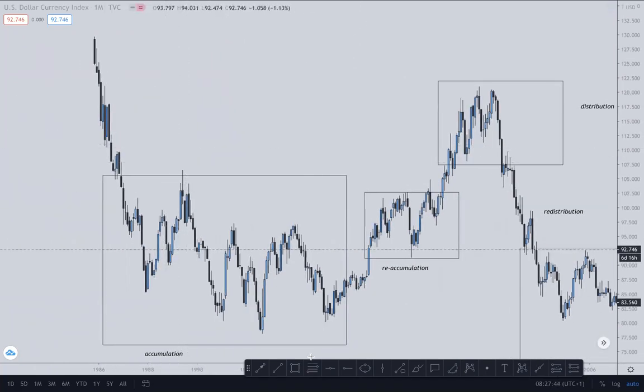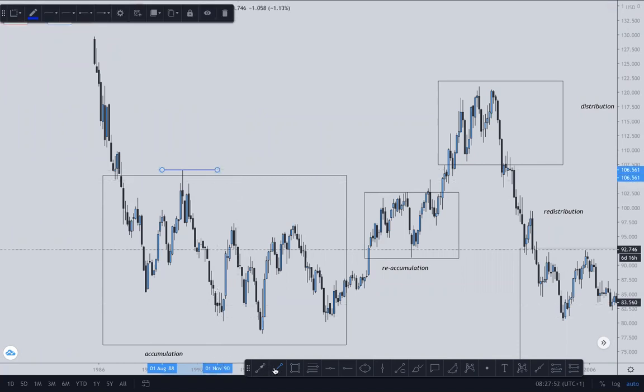If I look at the chart this way, this is a clear high. This is a clear high.